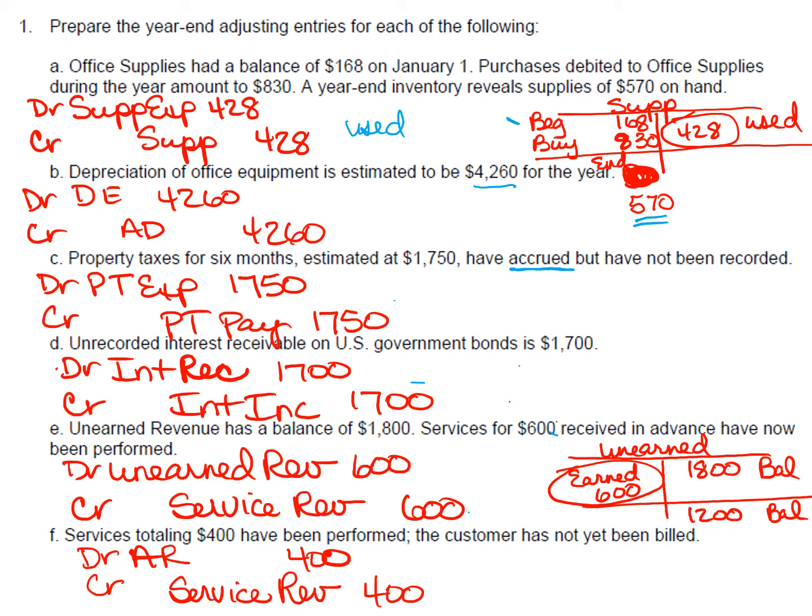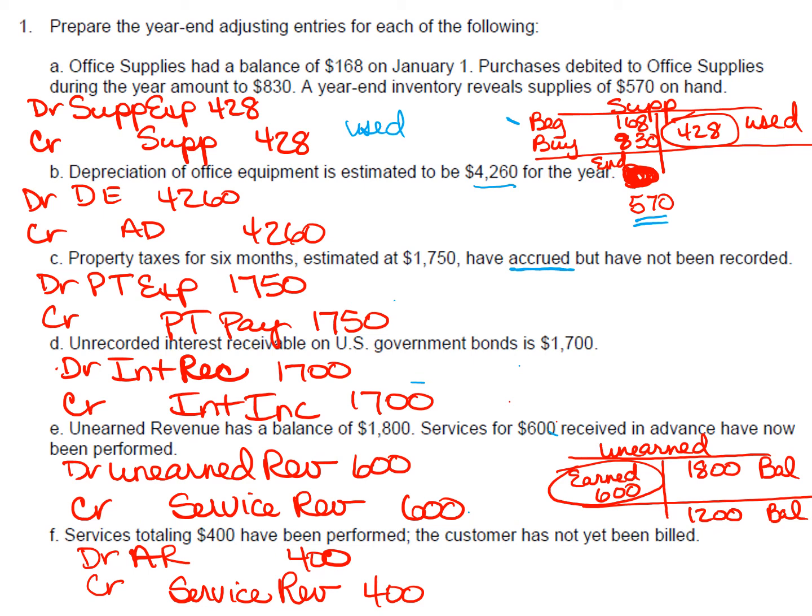The unrecorded interest, again, it's an accrual, where we're going to receive that interest later, but its income now is going to be a debit to interest receivable, a credit to interest income for the $1,700.